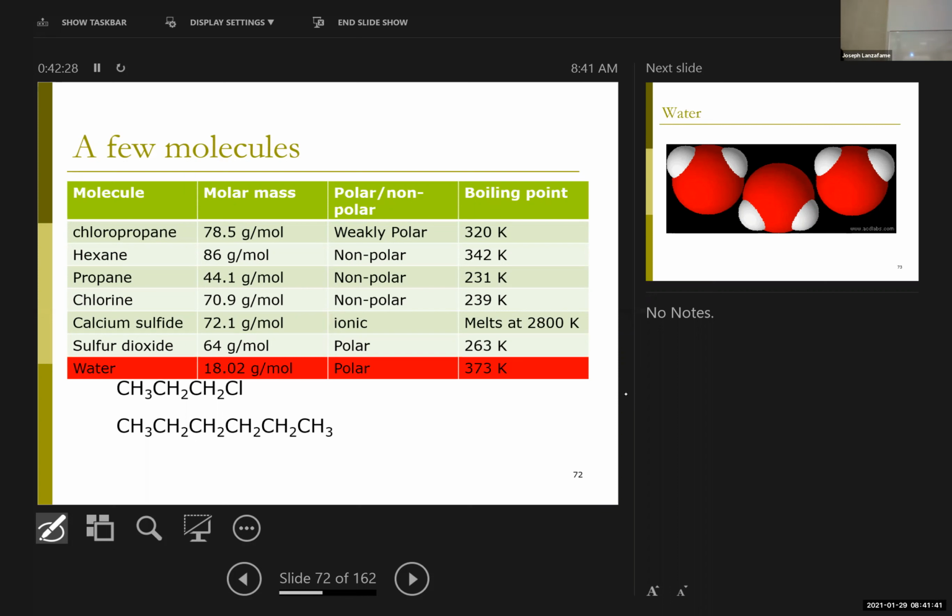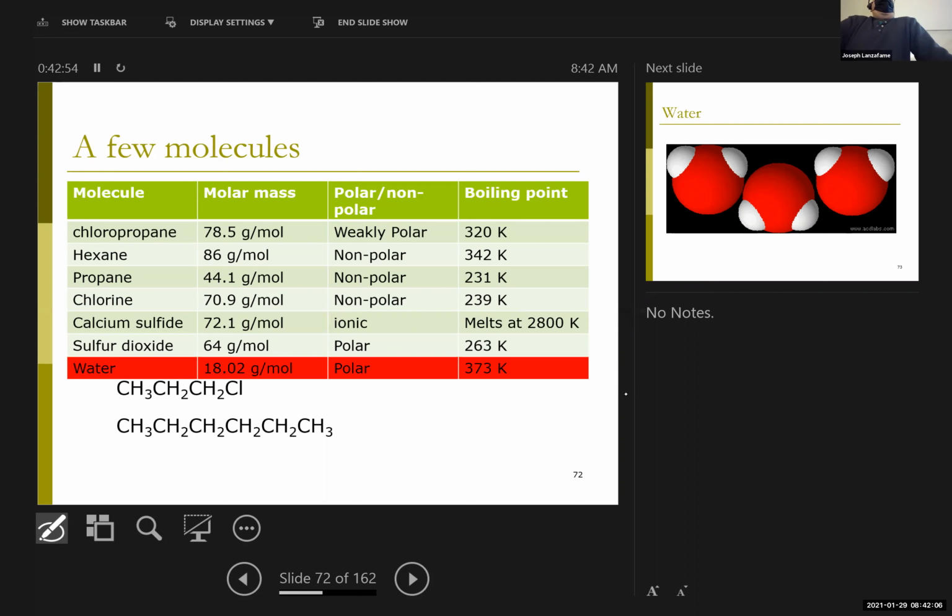The only thing that's even close in size is propane. It's only 2.5 times as big, and yet water's boiling point is, well, actually a little more than 1.5 times what the boiling point of propane is. And so those hydrogen bonds are strong.